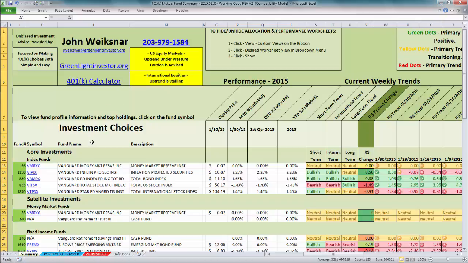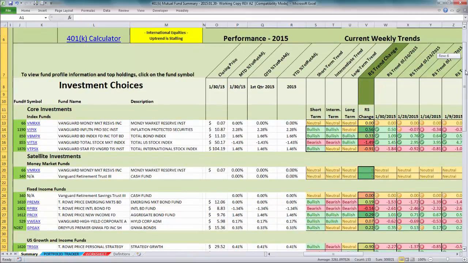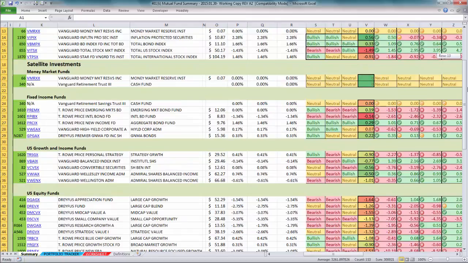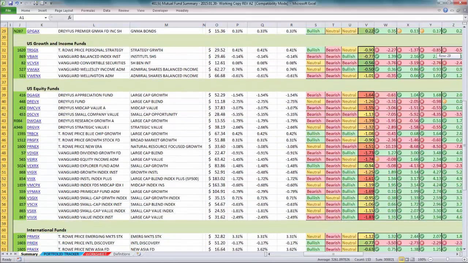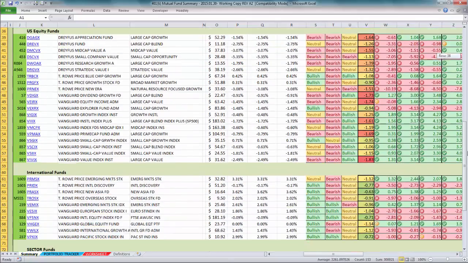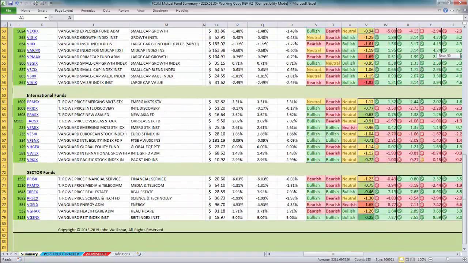We'll start out with our investment choices. We've categorized each of the investment choices within your 401k, starting with your core investments at the top, and then we move into the satellite investments. Each of these investments are arranged such that the more aggressive ones are located towards the bottom of the spreadsheet. The more conservative ones are towards the top. Right under satellite investments, you'll notice that we have money markets, fixed income, U.S. growth and income. Then we move down to the more aggressive U.S. equity funds, international funds, and sector funds.